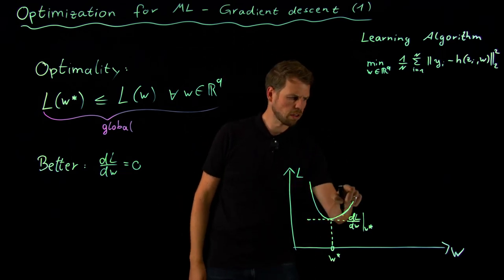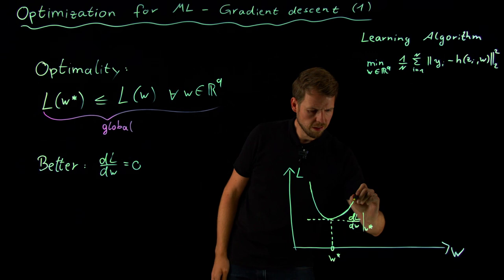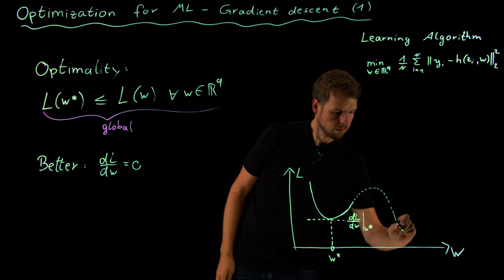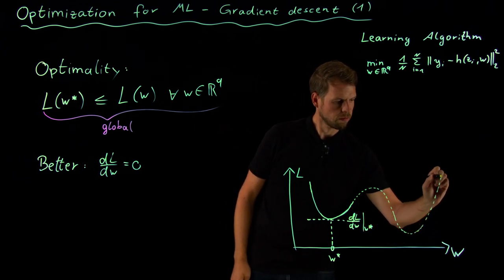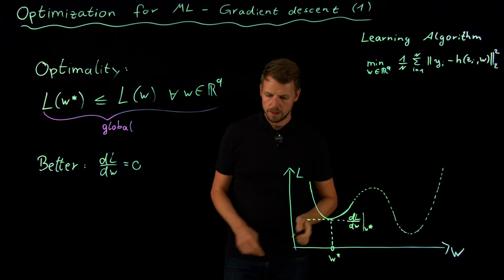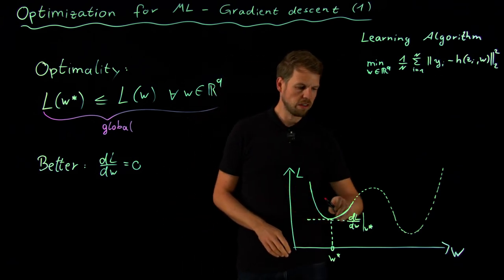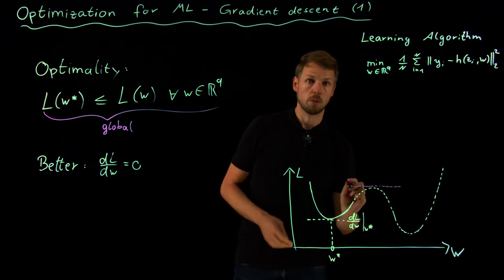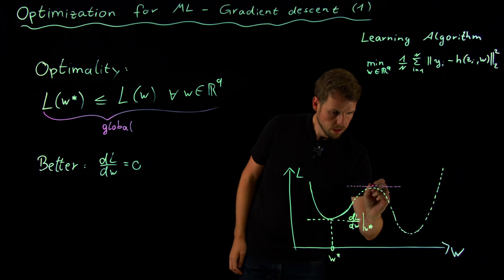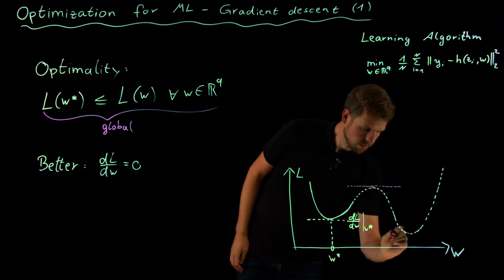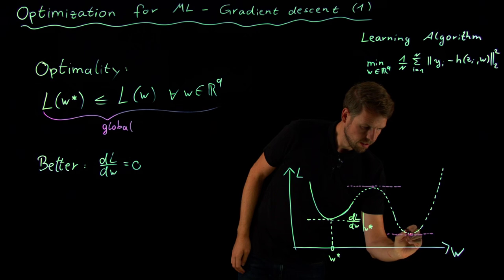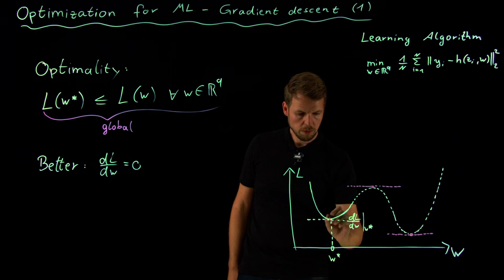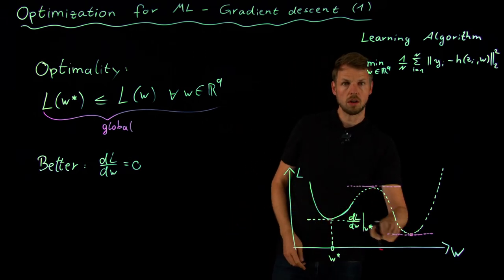Because let's consider this function. I left some space open here. Let's think it goes on like this, maybe. And all of a sudden you see, there's not a single point that has derivative zero, but there are actually three now. This one, which is not even a minimum, and this one, which apparently is another local minimum, or if we look at these three points, it is even a global minimum because apparently it has a lower loss function value.